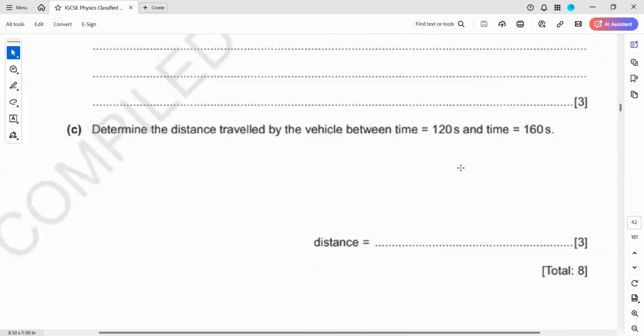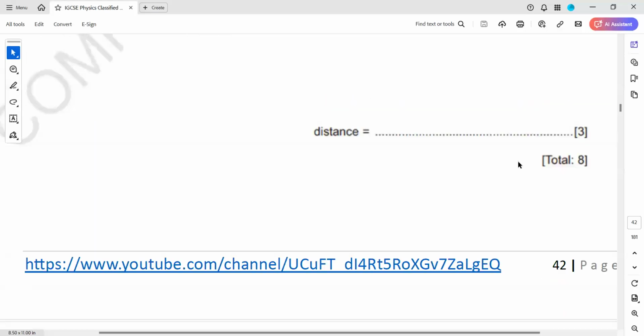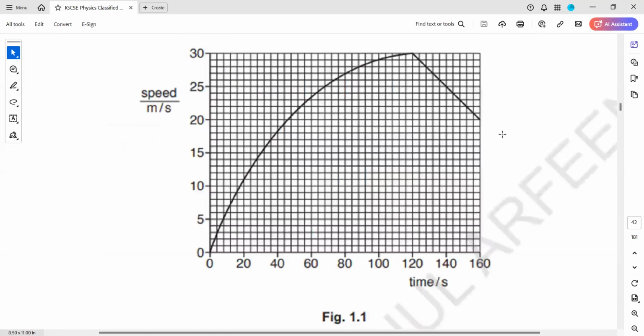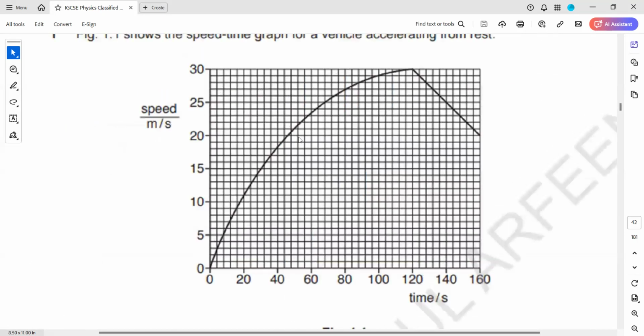Determine the distance traveled from 120 to 160 seconds. So from 120 to 160 seconds, what do we have to do? We take the area under the speed time graph to get the distance traveled. So what is the shape? One side is a triangle and one is a rectangle. Find the area of the triangle, which is half base times height, and the area of the rectangle, which is length multiplied by width.